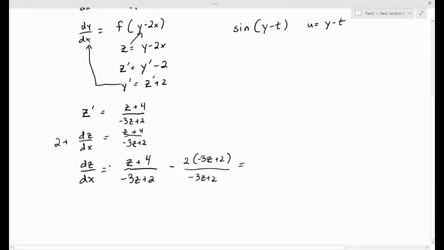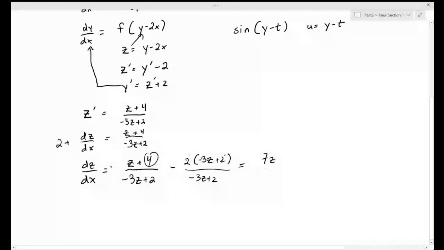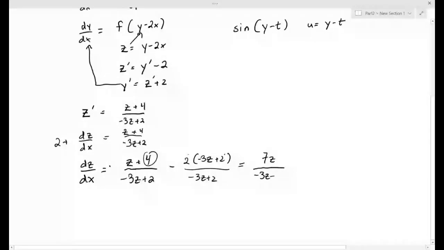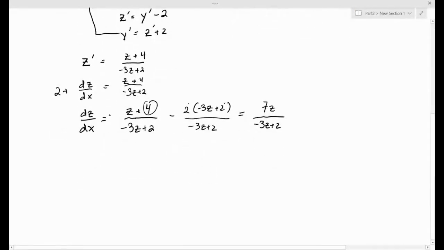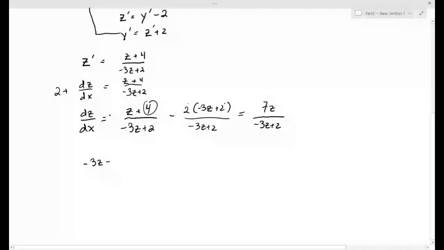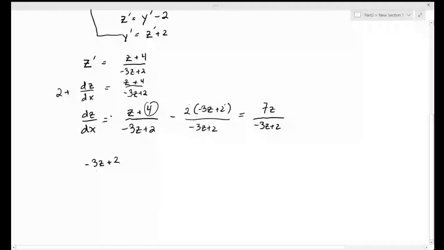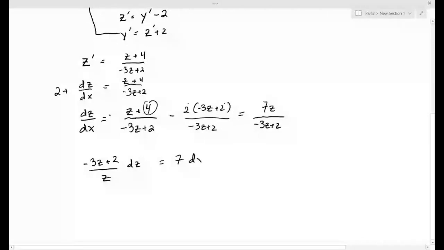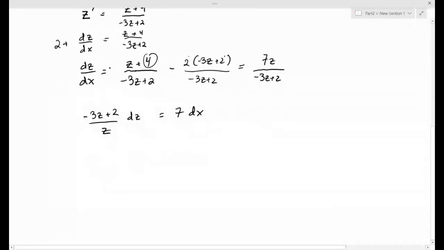So let's see, we get z on top. The 4's cancel. We have a 4 and then minus 2 times 2. So that's nice, over this common denominator. Okay, so now we can bring all the z business to the left. I'm going to leave the 7 on the right, it looks nicer. And all right, so then two differentials being equal, we know that the antiderivatives will be equal up to a constant of integration.